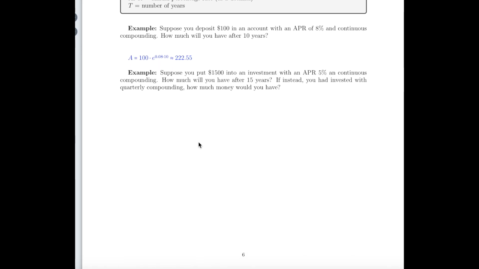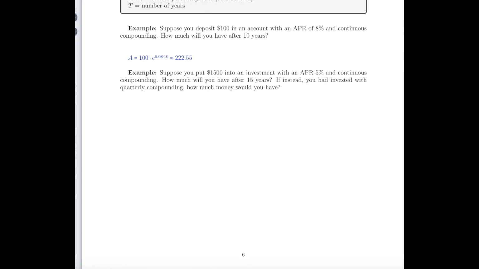The next example. Suppose you put $1,500 into an investment with an APR of 5% and continuous compounding. How much will you have after 15 years? If instead you had invested with quarterly compounding, how much money would you have?